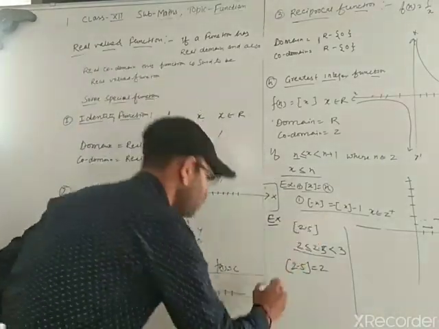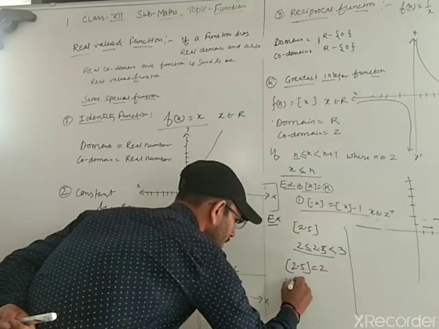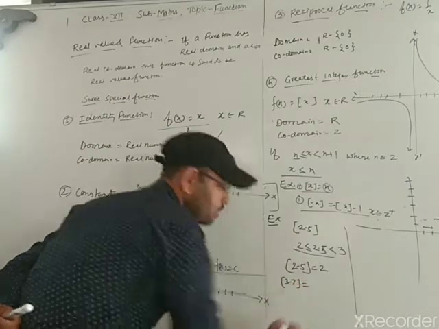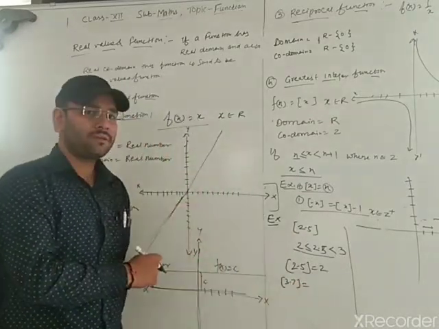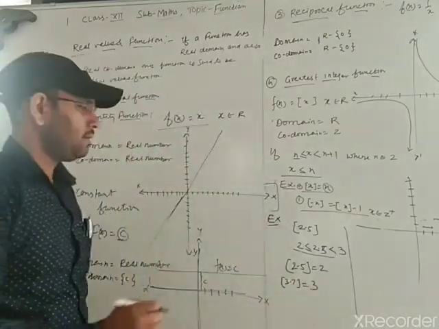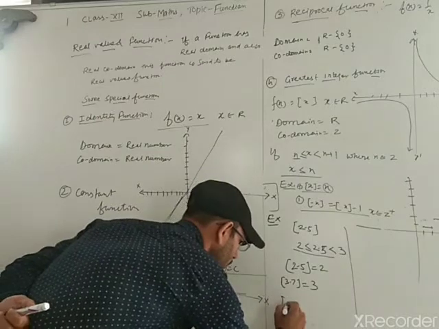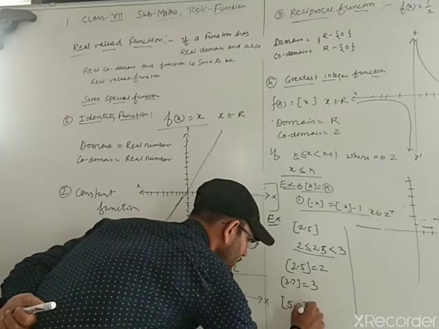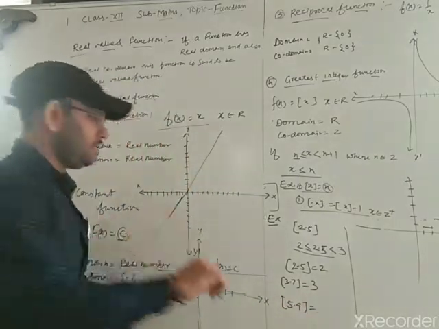I will take one more example. 3.7 inside the greatest integer. So what is the answer? The answer is 3. Clear? Suppose you are given 5.9. So our answer is 5.